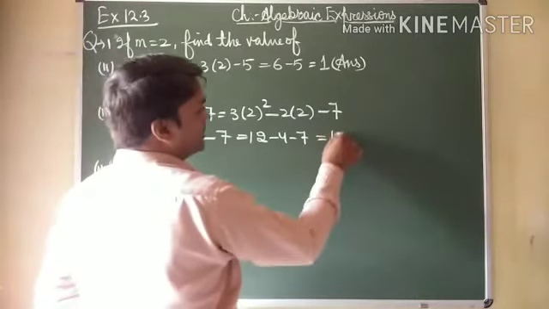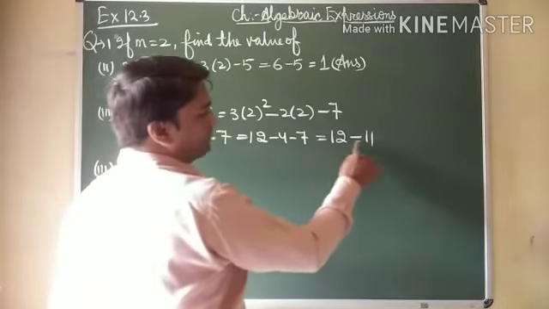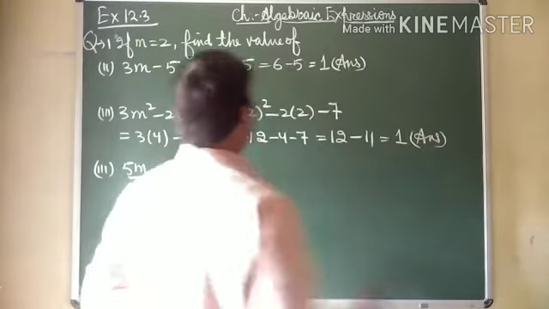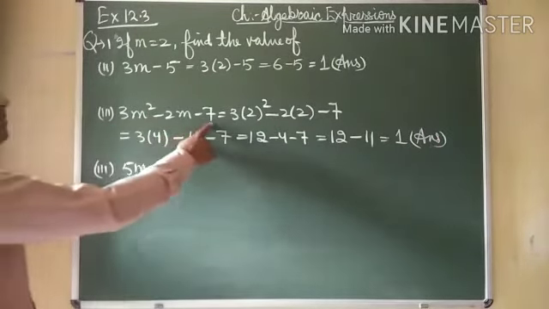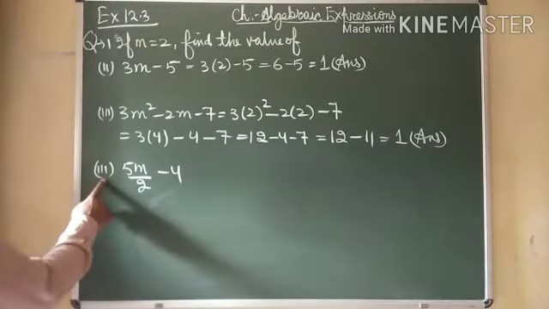Now it becomes 12 minus 4 minus 7, 11. So 12 minus 11 is equal to 1. Therefore, 1 is the required value of the algebraic expression 3m square minus 2m minus 7 at m is equal to 2. Next is the third part.